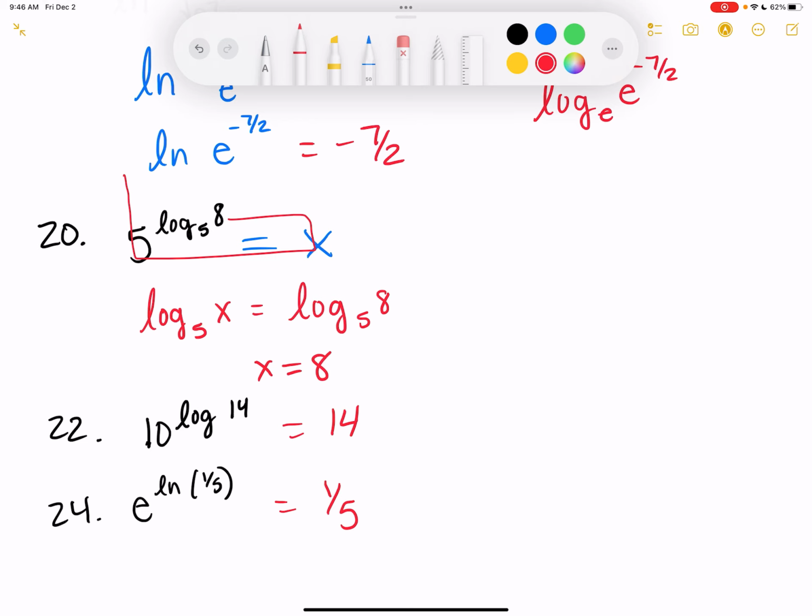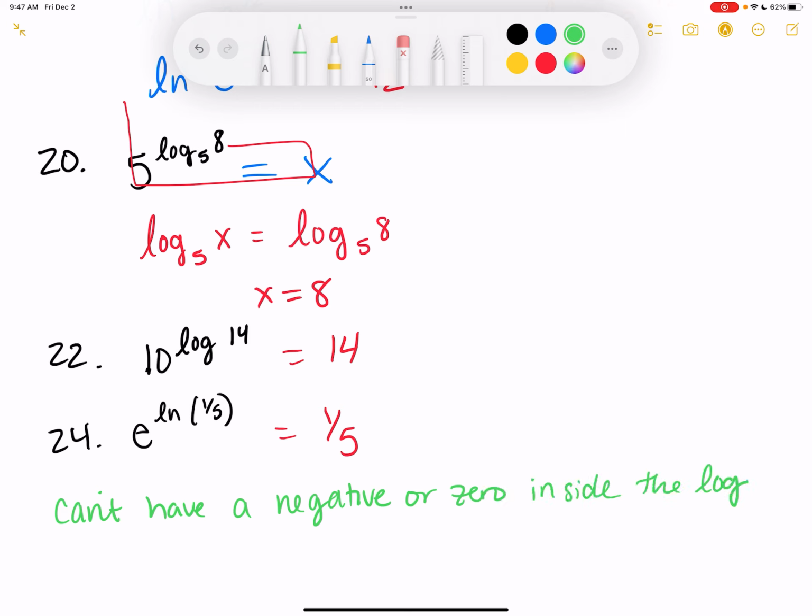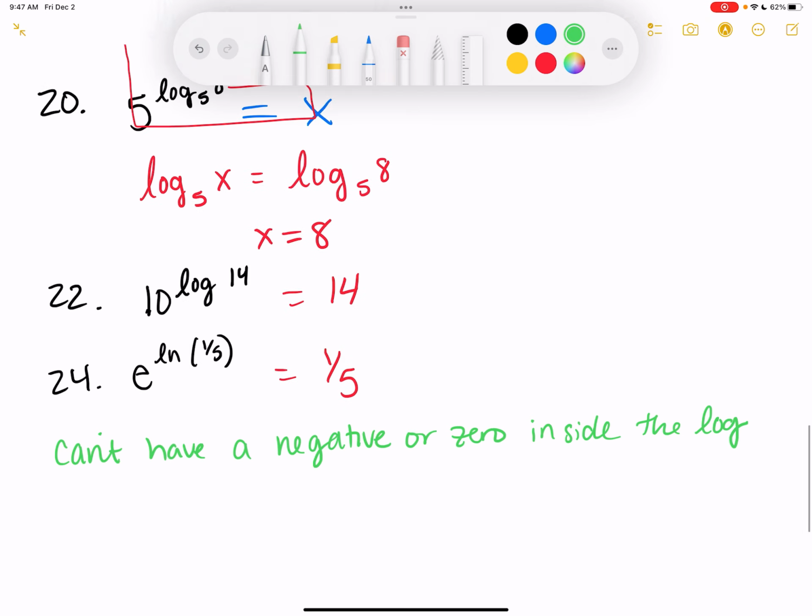All right. I don't think this was written in your notes, so you need to write this. You can't have a negative or 0 inside the log. So you can't have the log of negative 5. Basically, it's undefined if that happens.